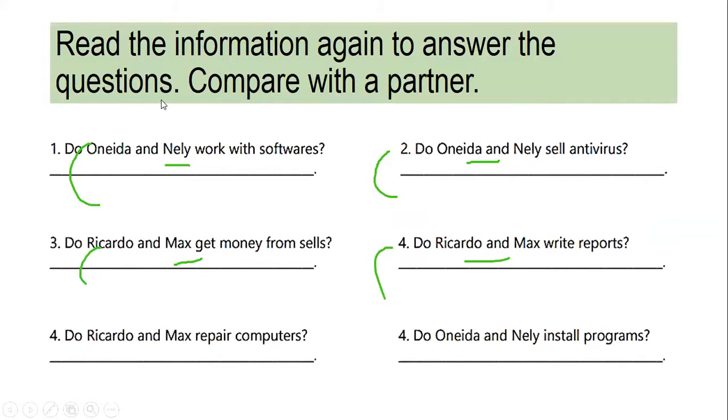answer these questions, right? They are on page 23. We're going to answer questions one, two, three, and four. Right? We have these several questions. Now, can you please read the questions for me? Give me one moment. Okay. Read these questions, Susana. Do Oneida and Nelly work with software? Okay, very good. Read the next question, Madali. Do Ricardo and Max get more from sales? Very good. Let's continue here, Joanna.